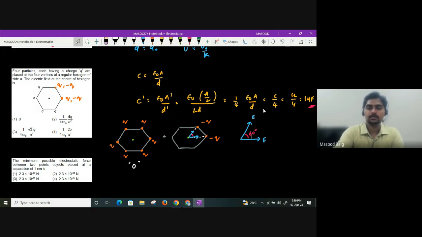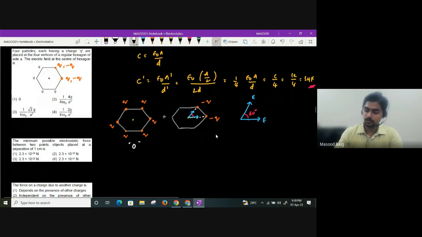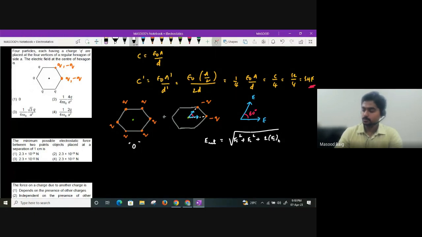So what will I get as the resultant field, if they are asking us to find the resultant field, guys? Two fields are inclined to each other by 60 degrees. So I can write it as under root of E square plus E square plus 2 into E into E into cos of what is the angle between them?